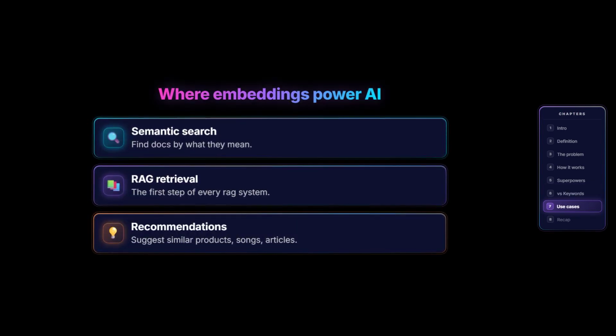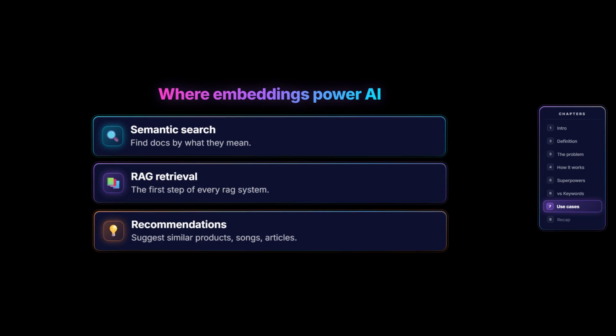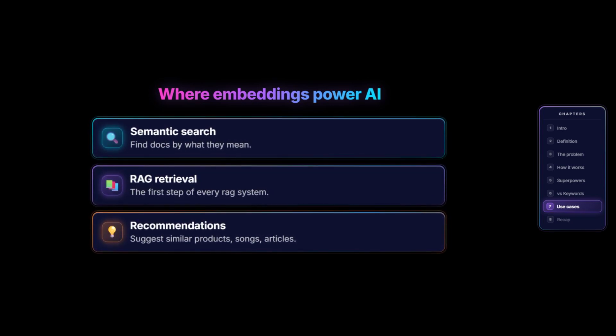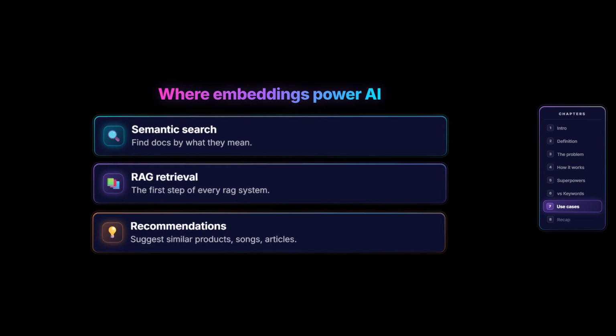Where do embeddings show up in real AI? Semantic search: finding documents by what they mean. The first step of every RAG system: turning your question into a vector. And recommendations: suggesting products, songs, or articles that are close to what you already like.